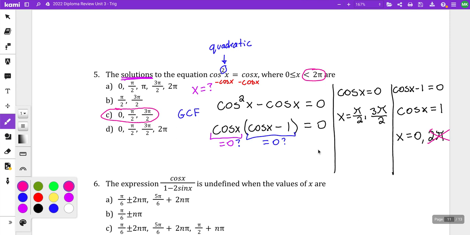D is probably the trickiest answer. All those values work. If you verified them, they all would work. 2 pi is not in our boundary, though. You have to be less than 2 pi. You cannot equal 2 pi. I was allowed to equal 0, so that one's okay. Be very careful on your boundaries.